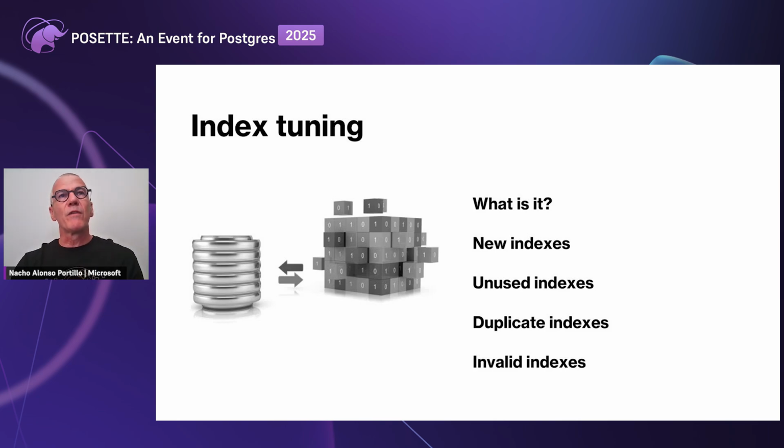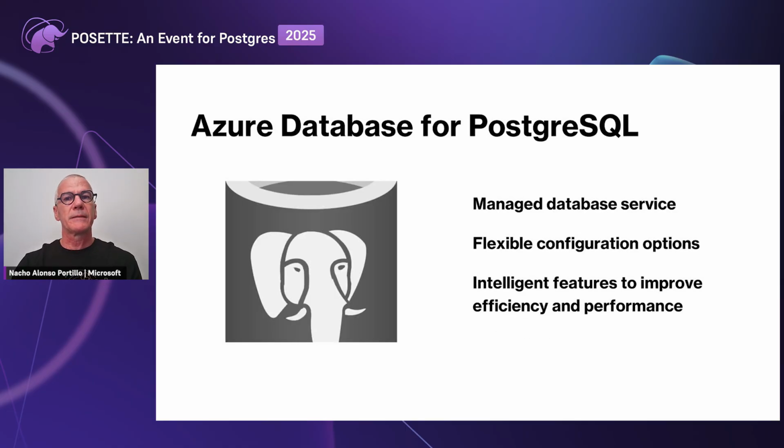Now that we have an overview of what index tuning is about, let's put this in context, because this automation feature is provided inside Azure Database for PostgreSQL. Azure Database for PostgreSQL is a managed database service that simplifies the deployment and management of PostgreSQL databases and comes with several features and capabilities which are managed for you and help make your life easier as a developer or as a database administrator.